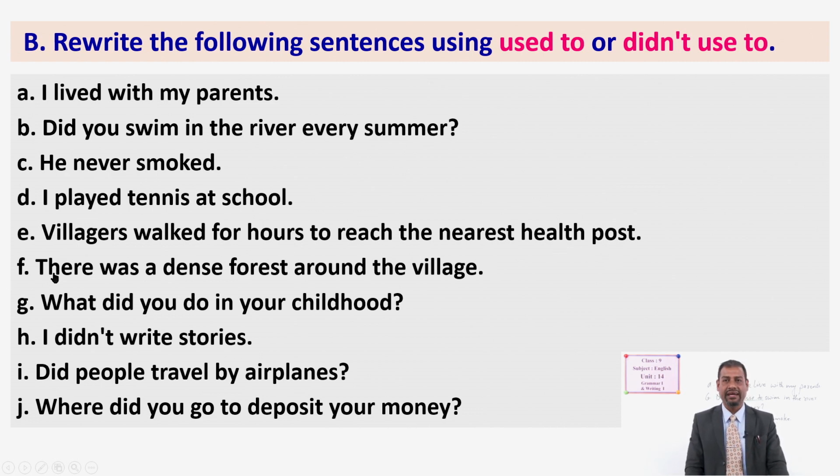Next we have again F, and the sentence is, "There was a dense forest around the village." So what is your writing there? Expression. Yes, you are right again. Your expression is, "There used to be a dense forest around the village." So once again all of you repeat it. Yes, "There used to be a dense forest around the village." When we have "was," at that time we have to use the be verb. Okay, "used to be a dense forest."